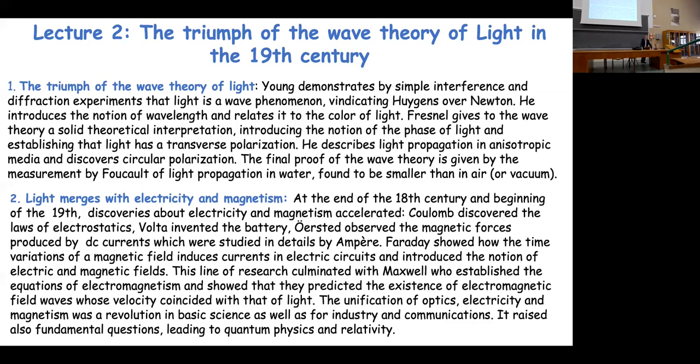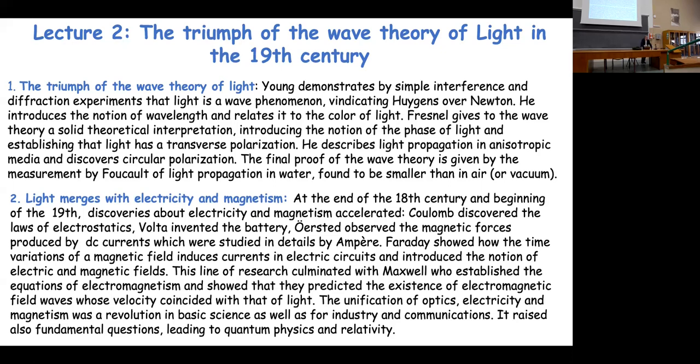And this line of research culminated in the 1860s with Maxwell's theory, who established that electric and magnetic fields propagate in space at a velocity which was found equal to the velocity of light. So there was a unification which shows that light is an electromagnetic phenomenon. And this unification of optics, electricity, and magnetism was a revolution in basic science, as well as for industry and communications, of course. But this discovery raised other questions at the end of the 19th century, which led to relativity and quantum physics.